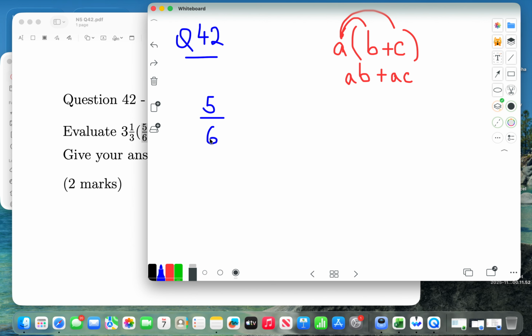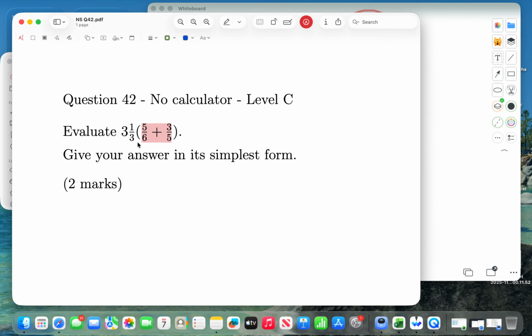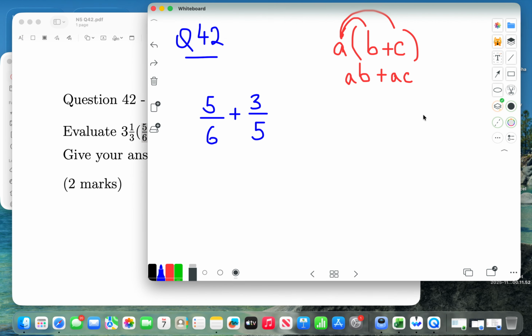5/6 plus 3/5. The first thing we have to do is find the lowest common multiple of 6 and 5. Now 6 times 5 is 30, but the highest common factor is 1. So you multiply the 6 and the 5 and you divide by the highest common factor. So that gives you 30.